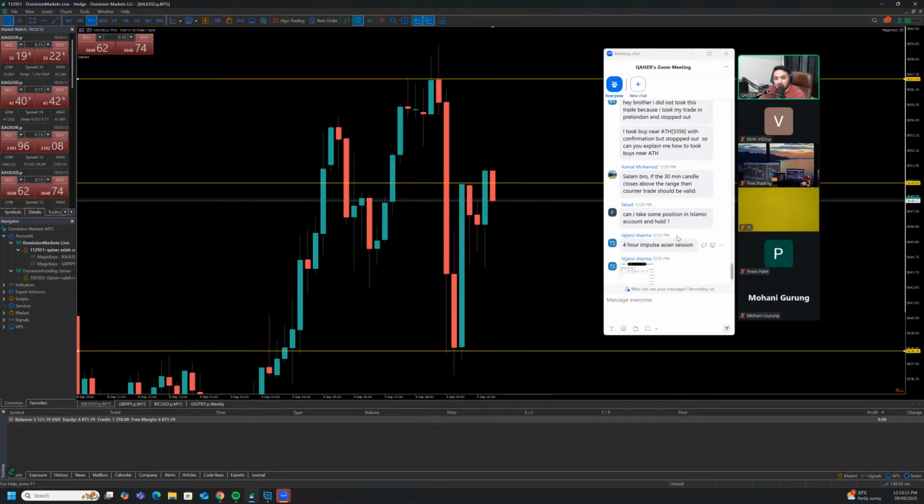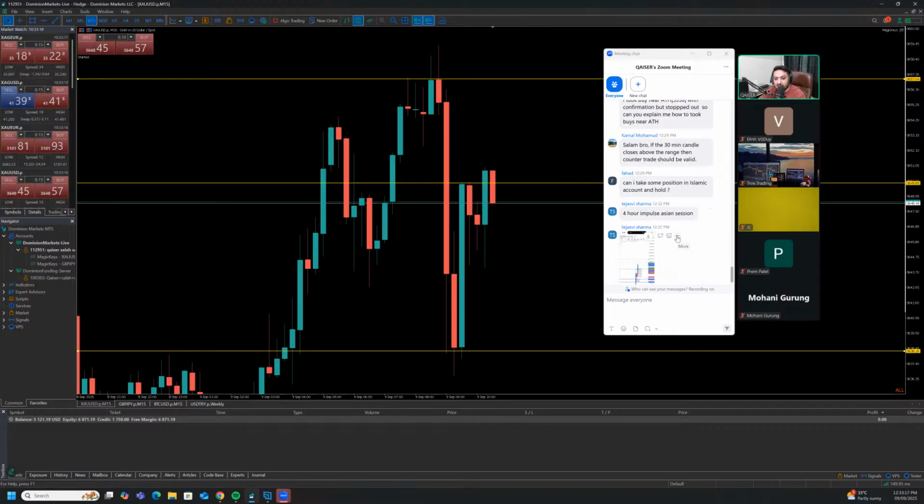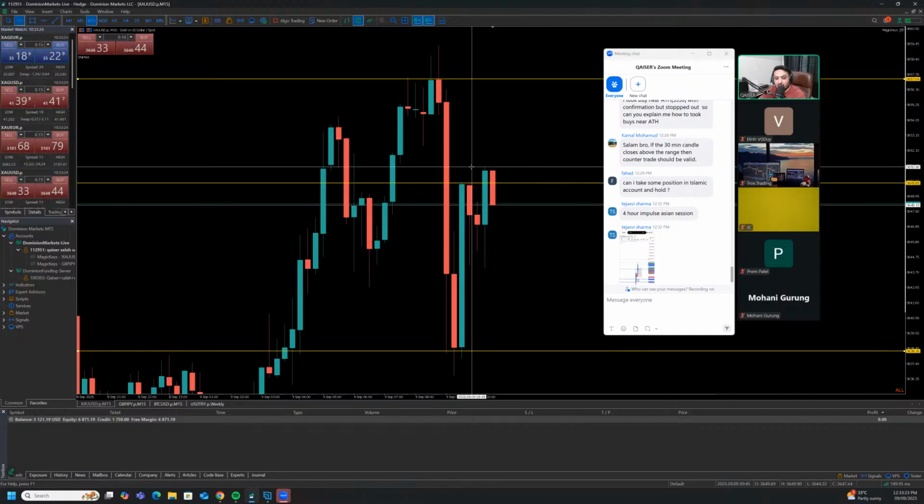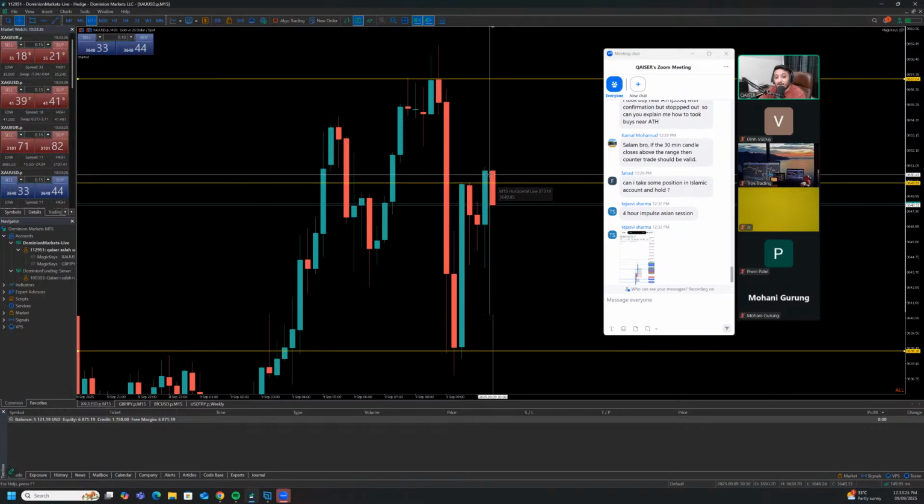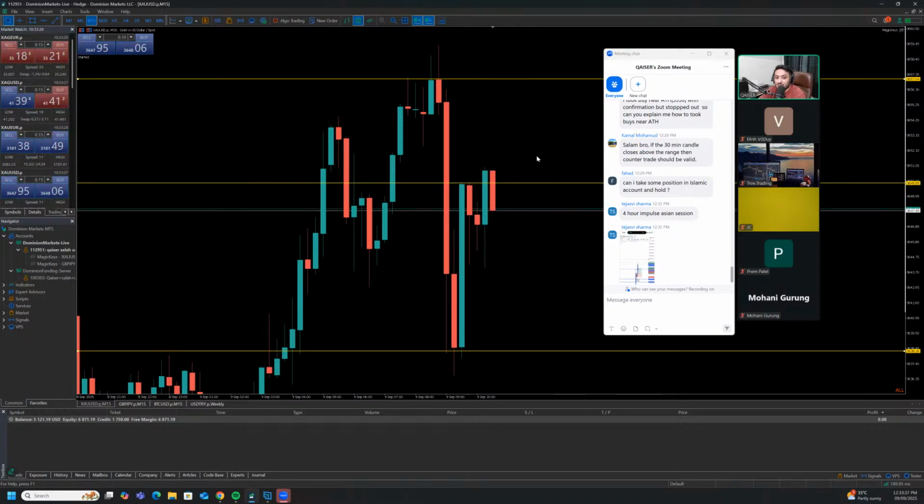Okay, Salam bro, if the 30-minute candle closes above the range, then the counter trade should be valid. But if you just wanted to execute on this candle, the current candle would have to break above the previous candle high, and it did not break above it, so there's no confirmation yet. We just can't do anything about it. It is whatever it is.